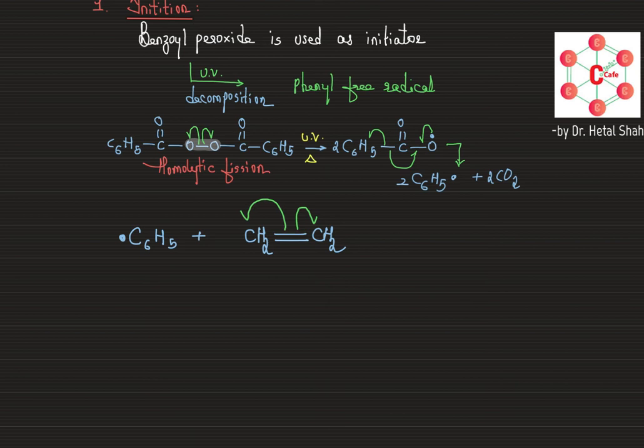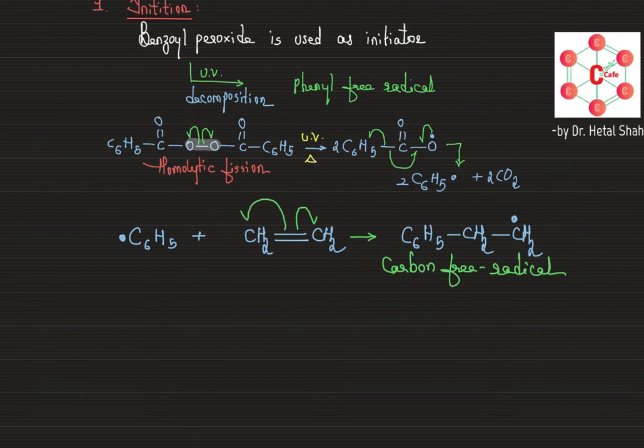Now you find that the two electrons, one on this carbon and one on this carbon, would make a bond. And so what we get here is C6H5CH2CH2 free radical, right? This is what we get here. C6H5 CH2 CH2. This is a carbon free radical, right?